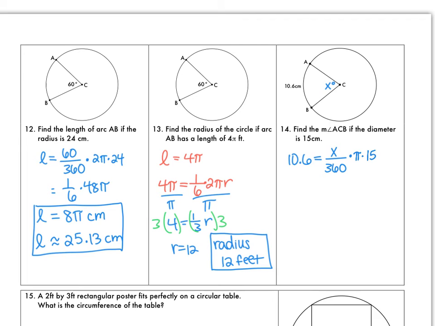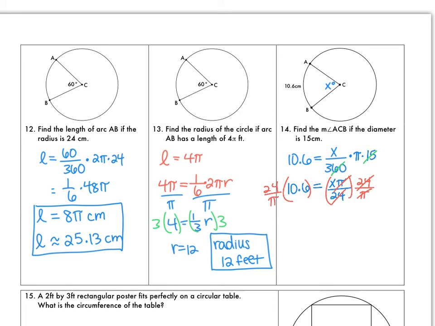So there's lots of different ways you can go about this, but I'm going to go ahead and say 10.6 equals, and then I'm going to do some reducing on here. So divide each by 15. 360 divided by 15 is 24, so that goes in my denominator. So I'll have x pi over 24. And then I'm trying to get x by itself, so I'm just going to multiply by 24 over pi, because that'll cancel out the 24 and the pi on this side.